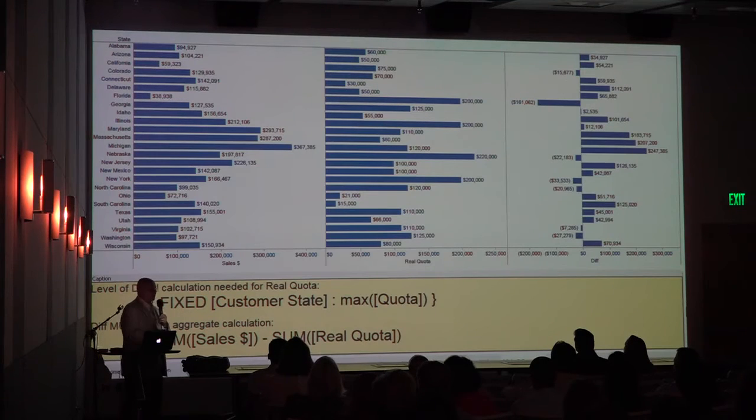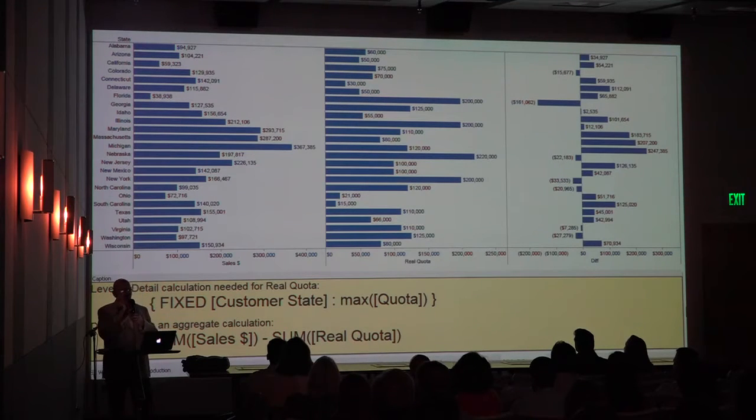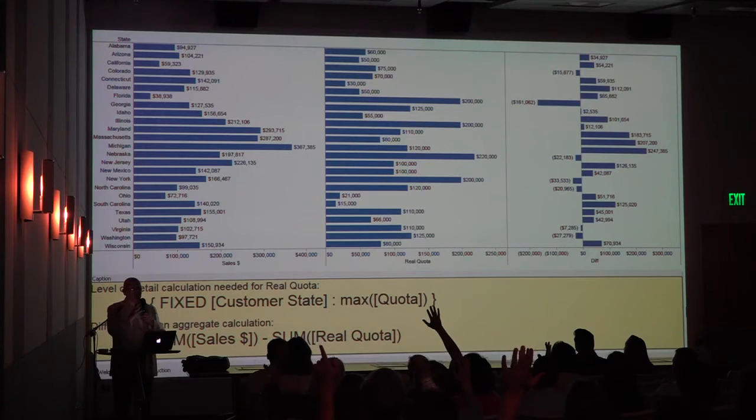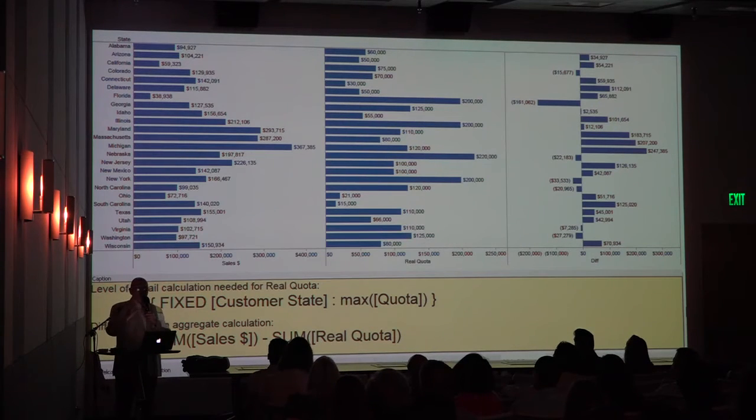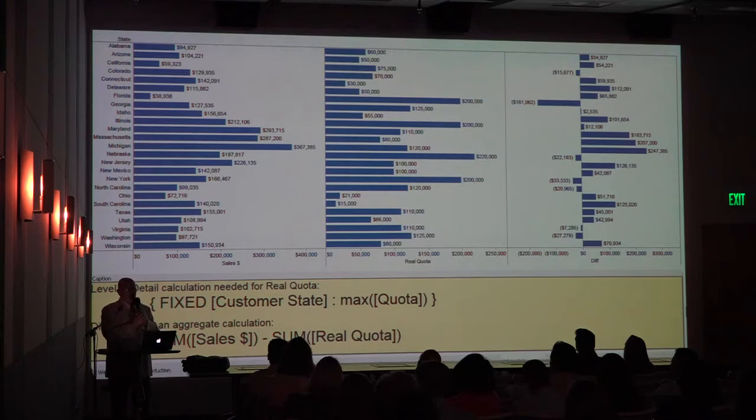Let's talk about some other things. How many of you are using Tableau 9? How many of you have heard about, in Tableau 9, level of detail calcs? How many have used them? How many of you would like to and can't figure out what the hell they are?